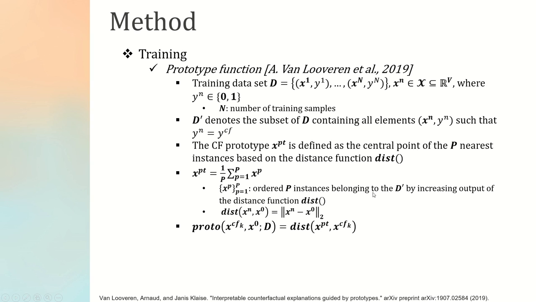We can denote the training data set as D. Then we can define D prime as the subset of D containing all elements such that their output label is the counterfactual label. From the subset D prime, we can select P instances close to the input data, and then by averaging them we can get the prototype instance. And the L2 distance between this and the counterfactual instance becomes the prototype function.